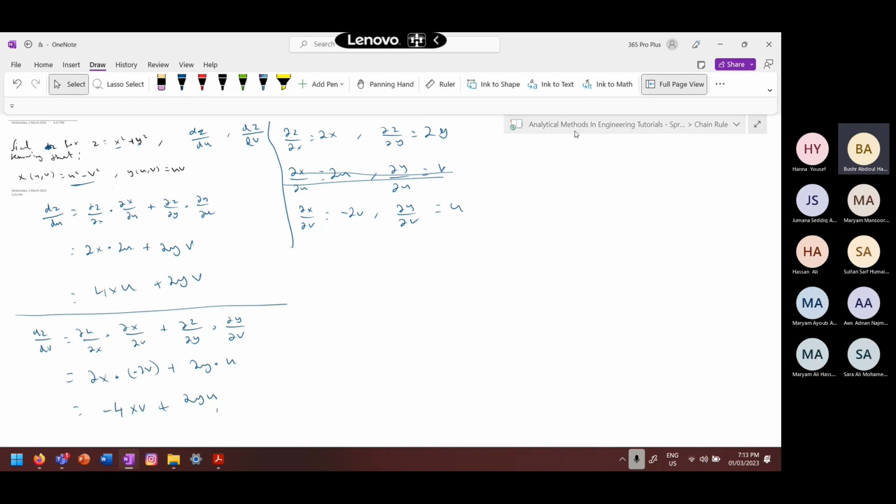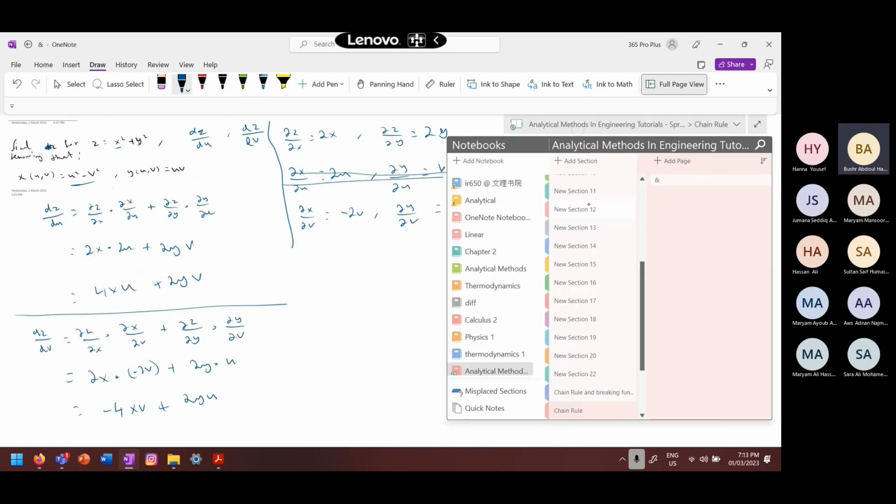Okay, what if you have something called total differentiation? Total differentiation is another type of chain rule. Maybe you can find it's much easier than this. Maybe you'll find it more difficult. Personally, I find this method is easier, but you can use whatever you want or whatever is needed in the exam.